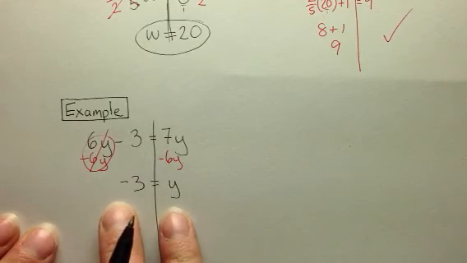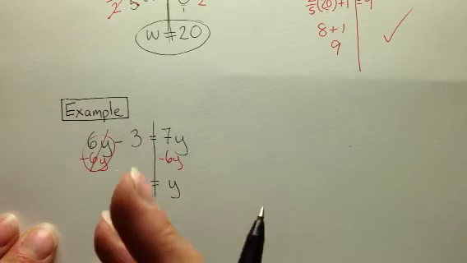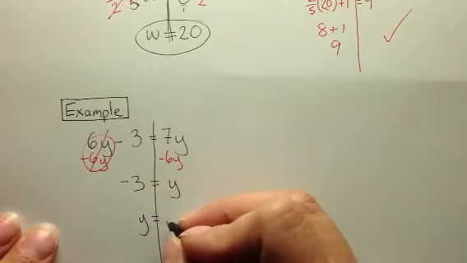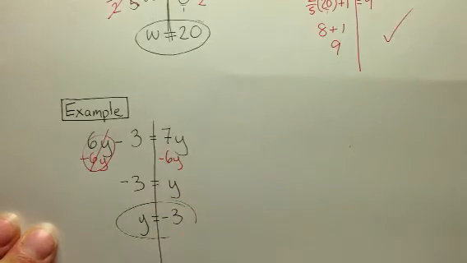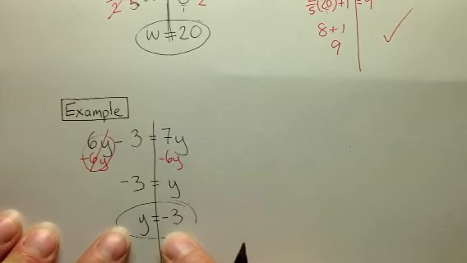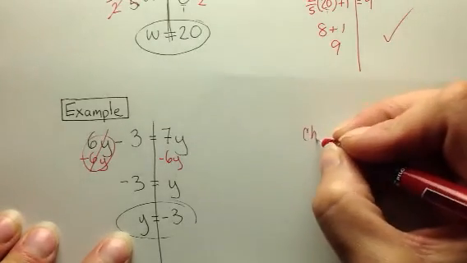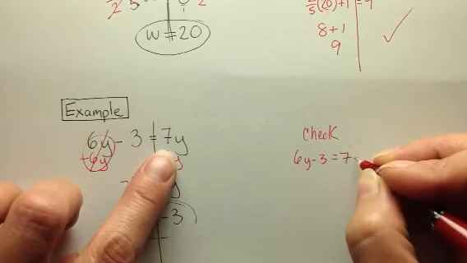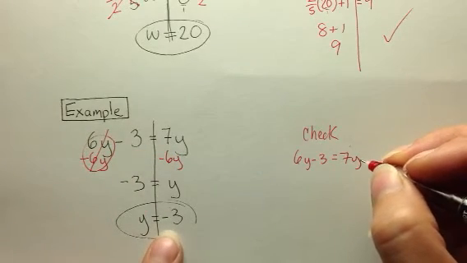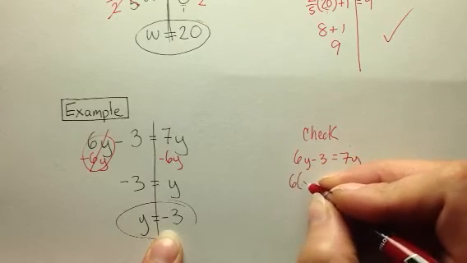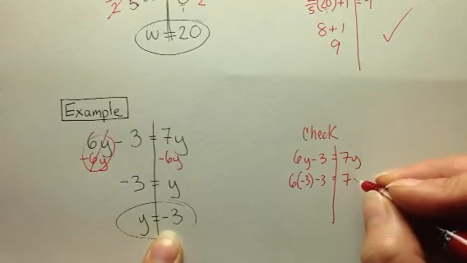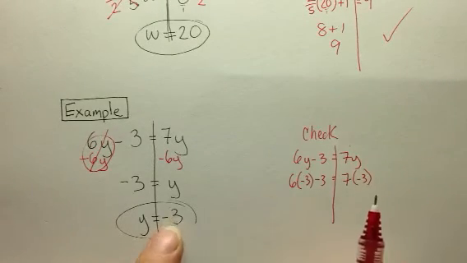Okay, I know it looks kind of funny because you've got your variable backwards. There's no reason why you can't switch sides. This is the symmetric property of equality, if I remember correctly. Okay. So I want to check my solution. I go back to my original equation, 6y minus 3 equals 7y. I'm substituting the solution I got, negative 3, in for y, on both sides here. So this is 7 times y, which was negative 3.